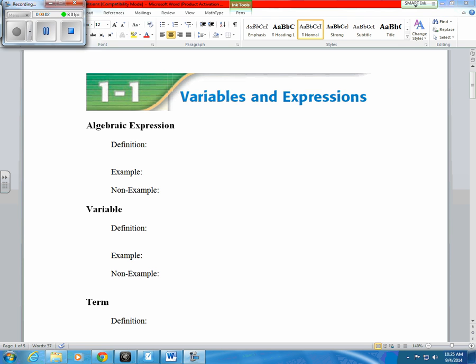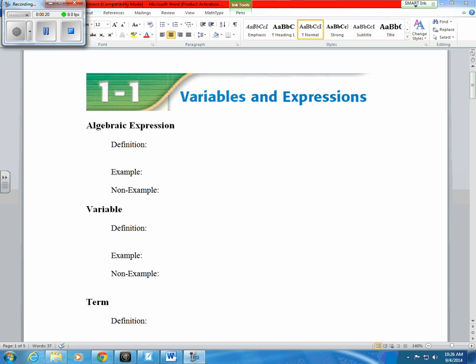In order for us to be able to communicate in math, we need to have a common vocabulary. So what we're going to do today is talk about some very common expressions that we use in math class so that we can communicate effectively and make sure we understand what each other's saying. So let's just start off quickly with an algebraic expression.